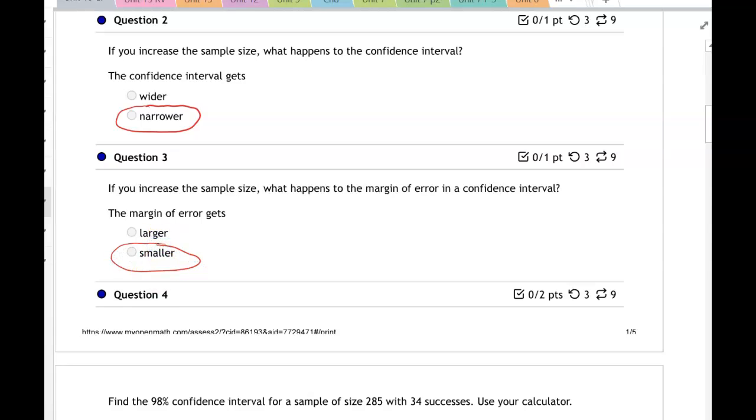So the main idea here is as you increase the sample size, the confidence interval gets narrower and the margin of error gets smaller.